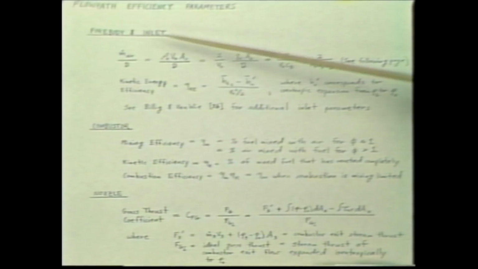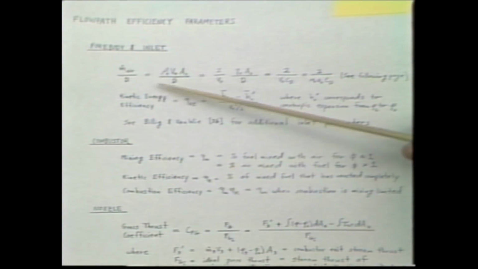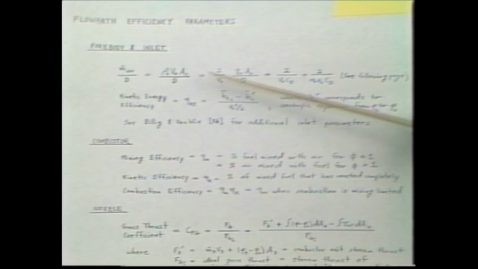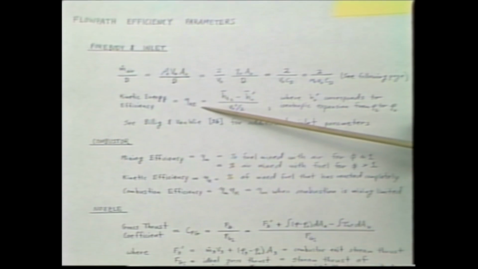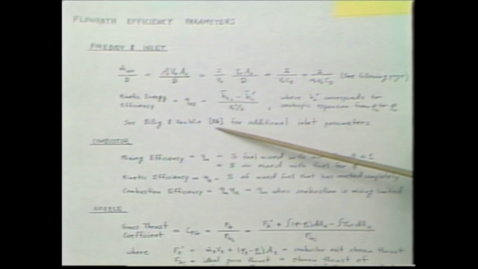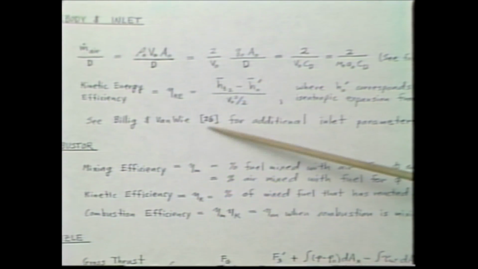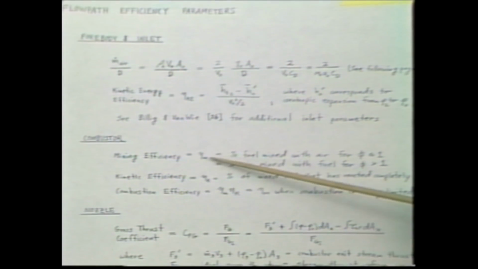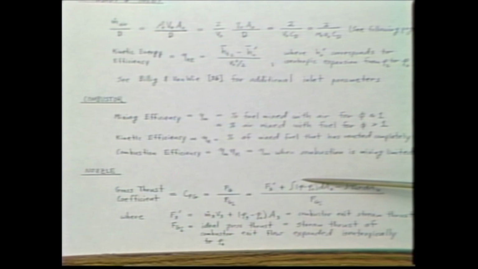Inlet efficiency, different efficiency parameters, very briefly. Mass flow per unit drag is an interesting parameter to look at. I derive that in the next couple of pages, why it's important. A to KE has been discussed for inlets, and there are a whole host of other parameters that can be used, and they're derived and explored in reference 26. Combustion efficiency is mixing efficiency, mixing of fuel and air, and kinetics efficiency, how much that's mixed is burned. Nozzle is how much of your thrust you generate, how much of the ideal thrust. Ideal thrust is what you'd get if you isentropically expanded the flow to ambient pressure.